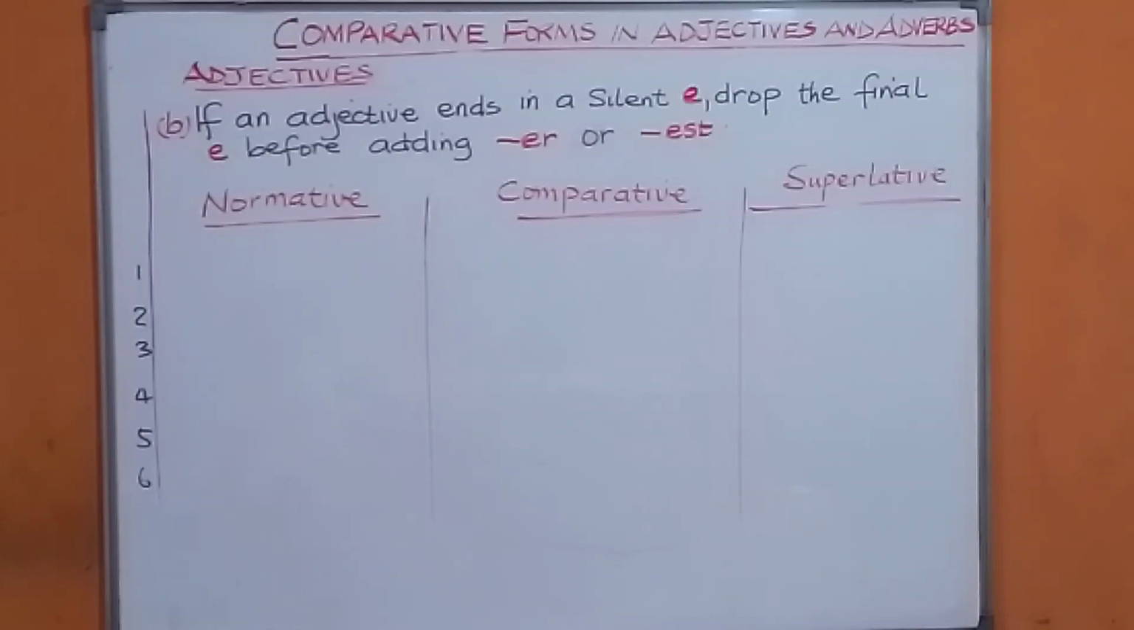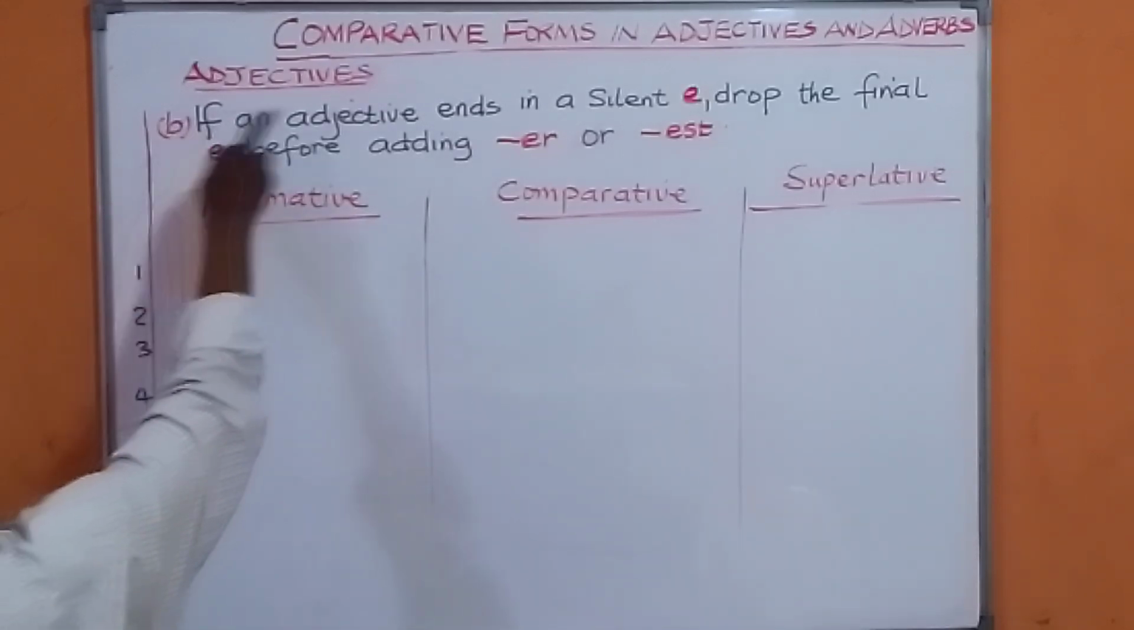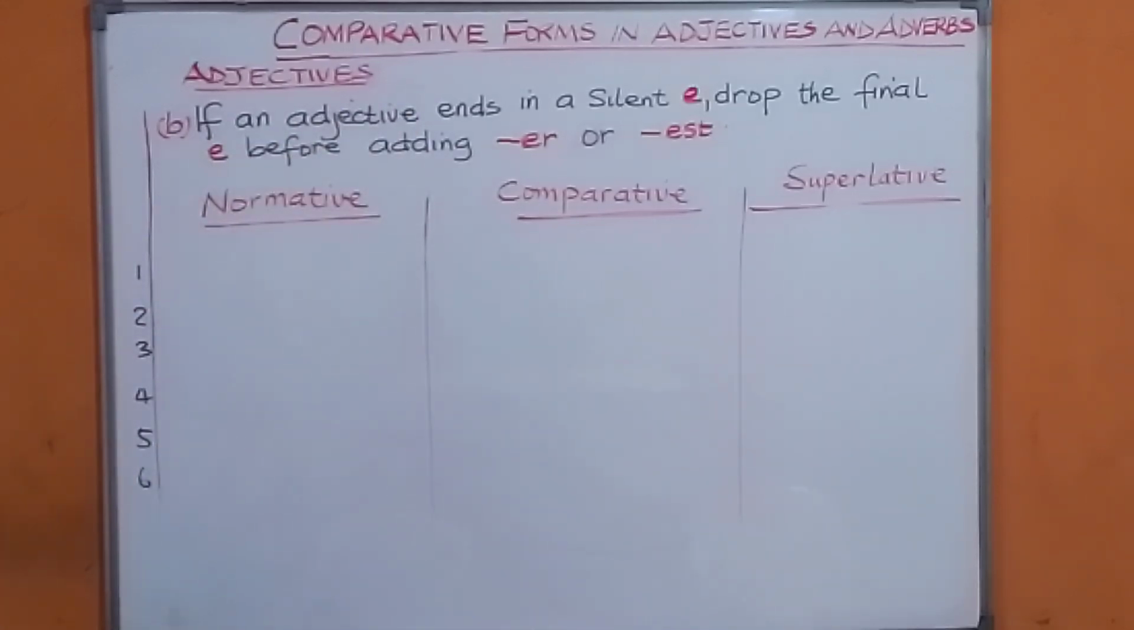On comparative and superlative forms in adjectives and adverbs. Remember, we are looking at some of the rules that you have to observe, some of the rules to help you to determine how to put the comparative or superlative. We've taken rule 1. We're going to take 2. We're going to talk about rule 2.